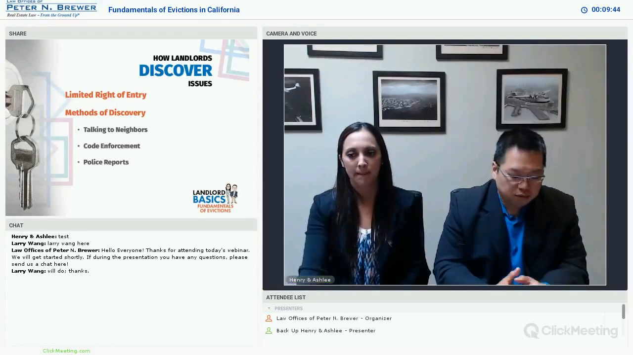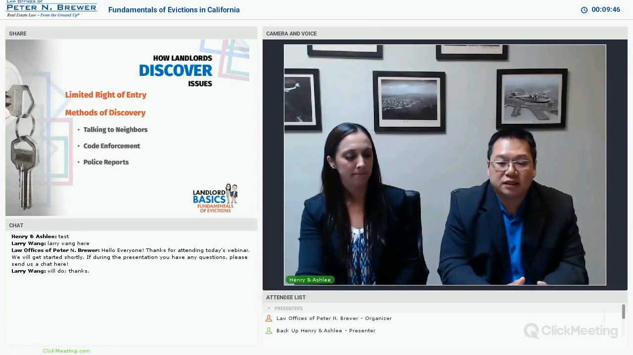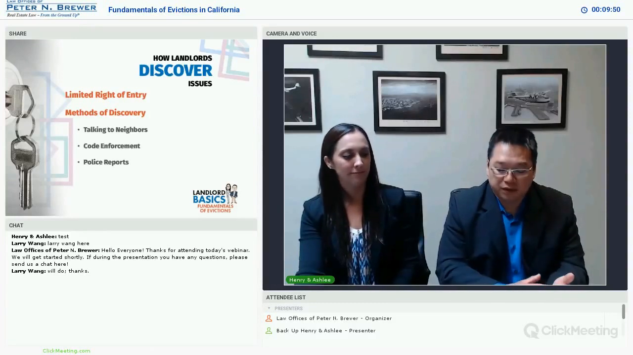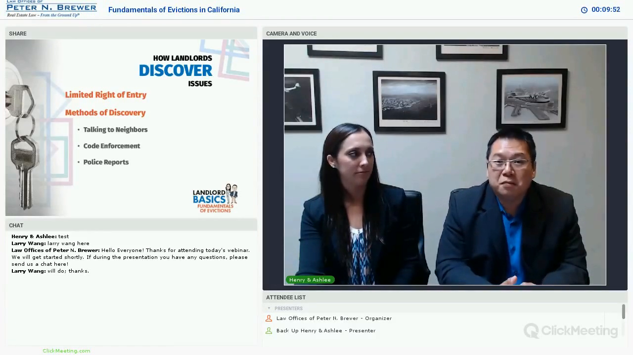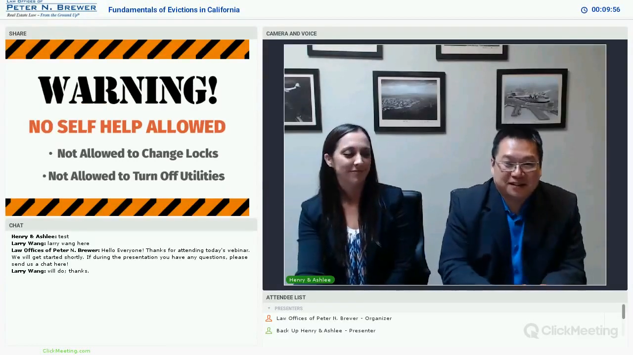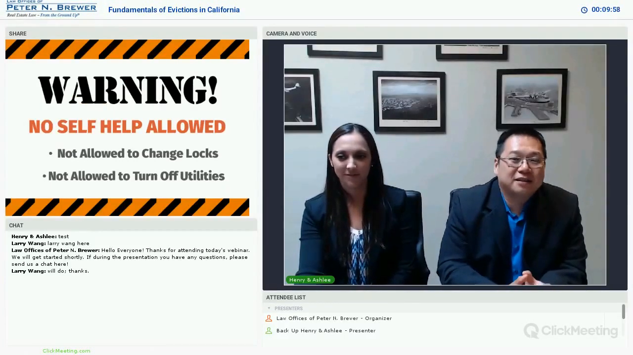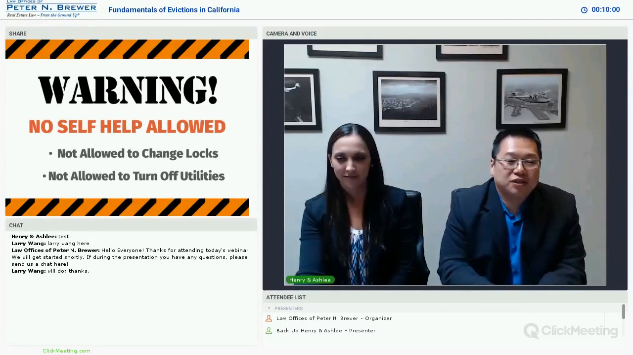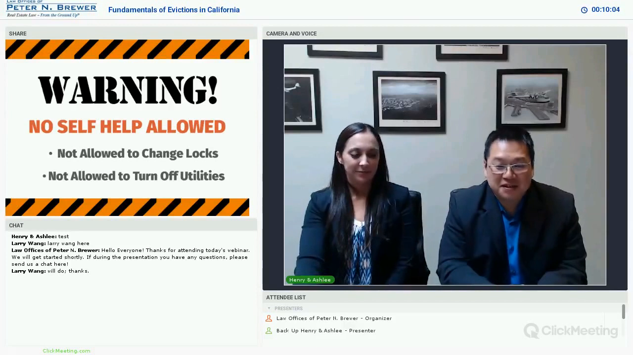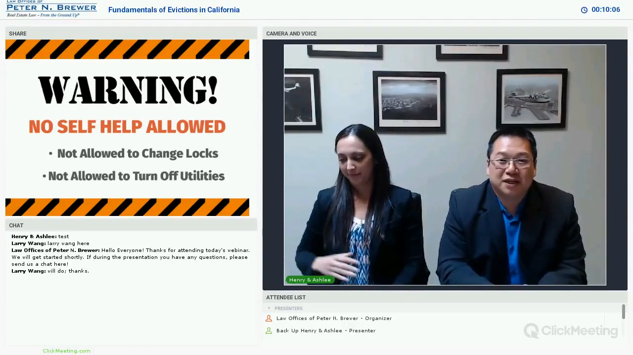Now, when you have cause and you've discovered that there are these issues with a property, you can go ahead and begin the eviction process itself. But please know, everything, as Lisa said in this entire slide, is that you're not allowed to self-help. This means you cannot just change the locks because they're violating the law. That's not permitted. You cannot turn off the utilities to try to get them out.